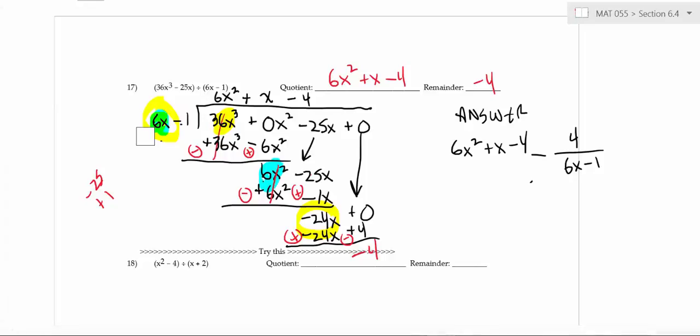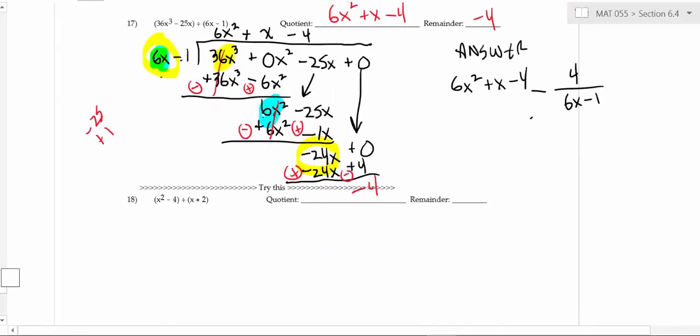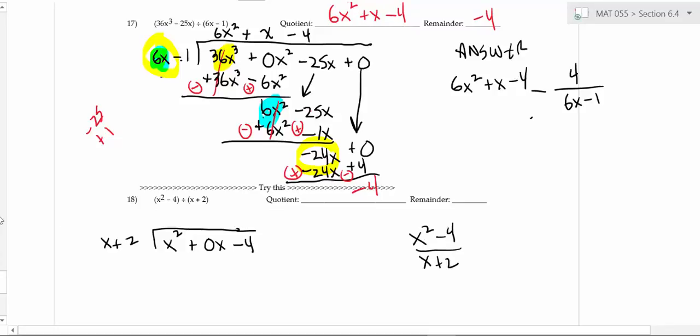So what I'd like you to do, number 18, is do it two ways, both ways, and then we'll take a break. First of all, do it by long division. You're going to have x squared and a missing x, so you need to add in that 0x minus 4. Do the long division, and then do the factoring and see if you get the same answer. Now let's see if you're getting a little better at it.